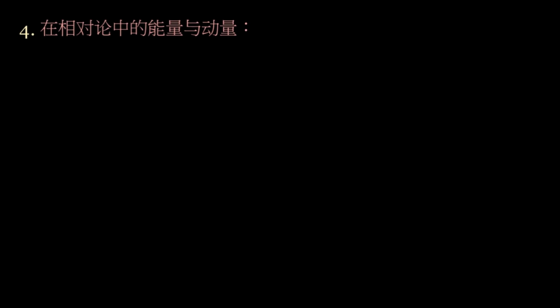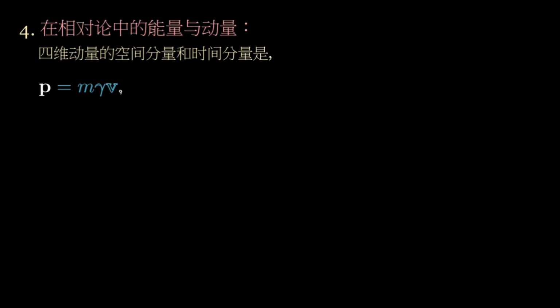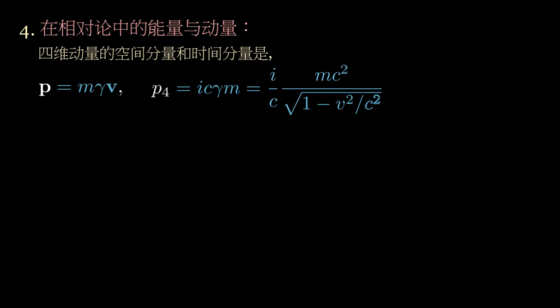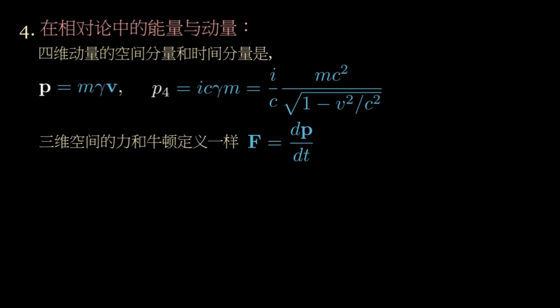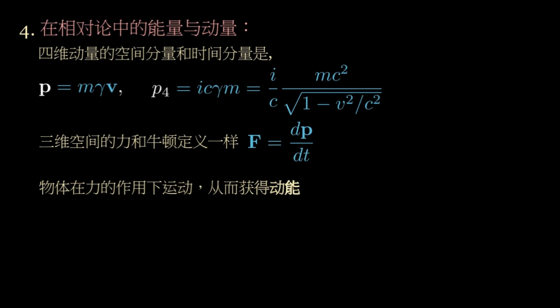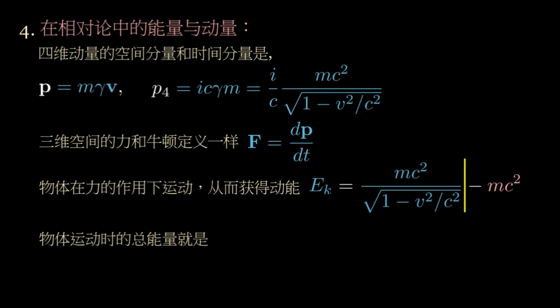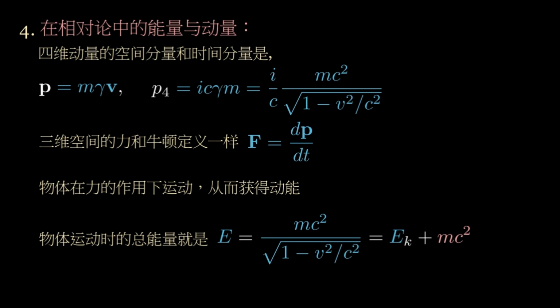The energy and momentum in special relativity: the space component and time component of the four-dimensional momentum are these. Here m, remember, is Newton's mass. The force in three-dimensional space is the same as Newton's law, F is equal to dp divided by dt. Under the action of force, the object obtains kinetic energy Ek. This following item is very important. This is an item that does not appear in Newtonian mechanics. The total energy of an object in motion is this term. In this way, the total energy is equal to Ek plus the following term.